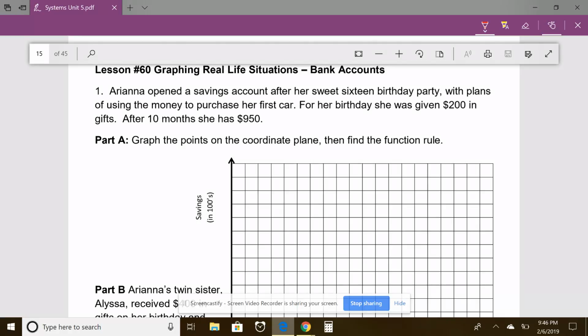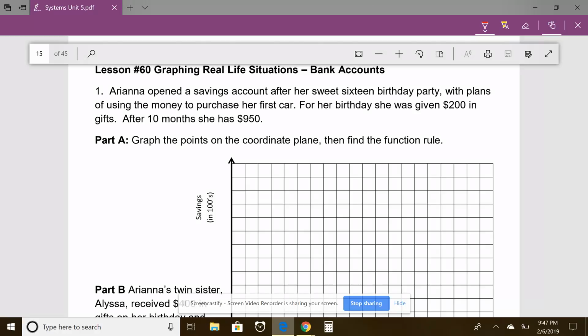All right. So in this problem, we have Ariana opened up a savings account after her sweet 16th birthday, with plans of using the money to purchase her first car. For her birthday, she was given $200 in gifts. After 10 months, she had $950. So we're going to graph the points on the coordinate plane, then find the function rule. Now notice that our savings in here is in hundreds.